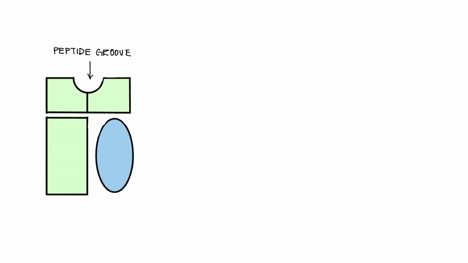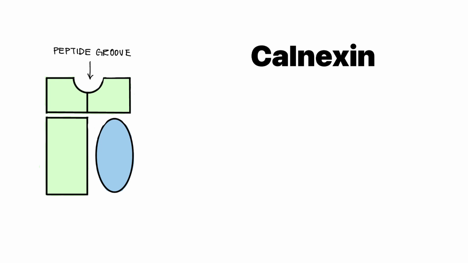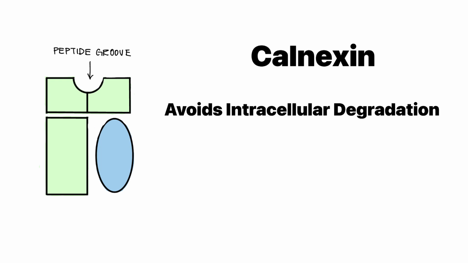These molecules are synthesized in the ER and are properly folded into their quaternary structure thanks to calnexin. While it is a chaperone molecule, calnexin also protects Class I heavy chains from intracellular degradation, which improves the assembly efficiency.